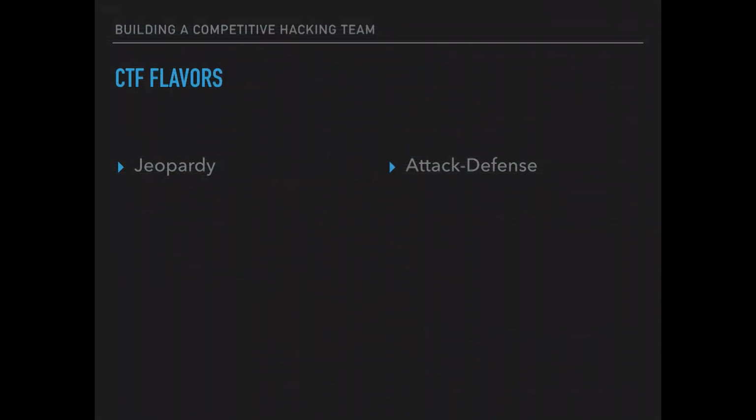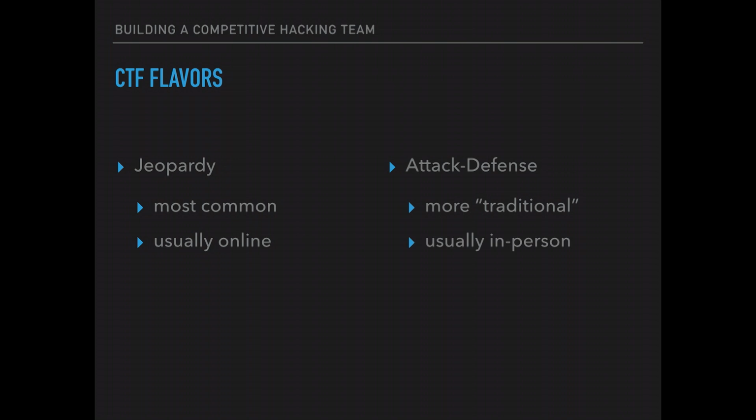One is called Jeopardy, the other is called Attack Defense. Jeopardy is the most common event, and it's also usually associated with online competitions, which is the majority of what we do. In contrast, Attack Defense is more traditional. You actually steal flags from other teams, just like you do in the playground event. Attack Defense is also in person, or usually associated with conferences and things like Defcon.